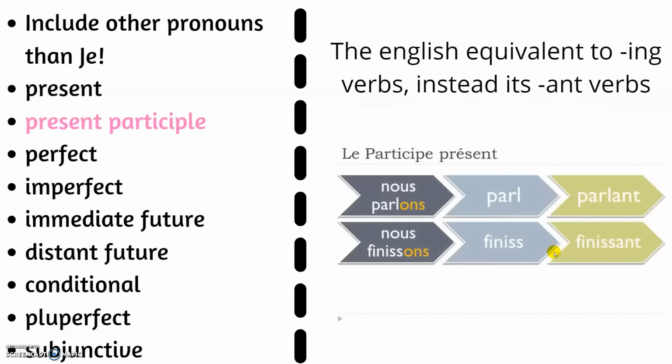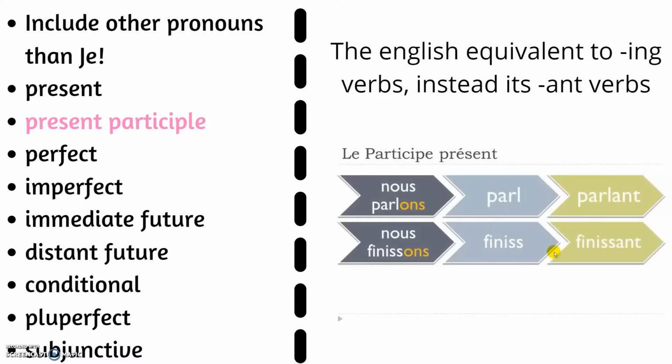Present participle. Now, this may be a tense that you've never even heard of. So this is the English equivalent to ing verbs. For example, I am doing or taking or seeing. Instead of ing, it's ant. And here are some examples.